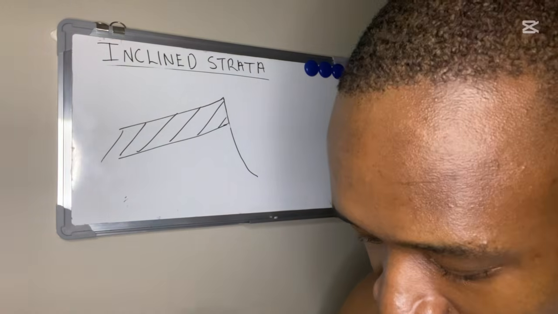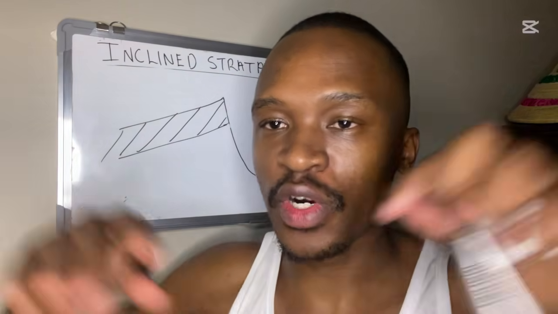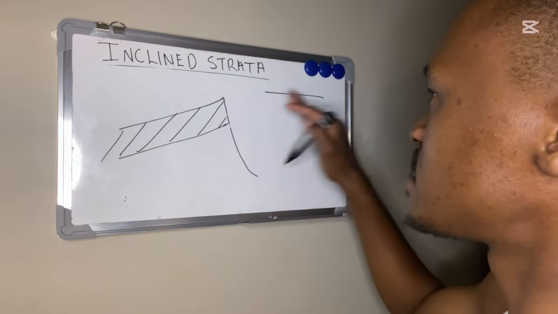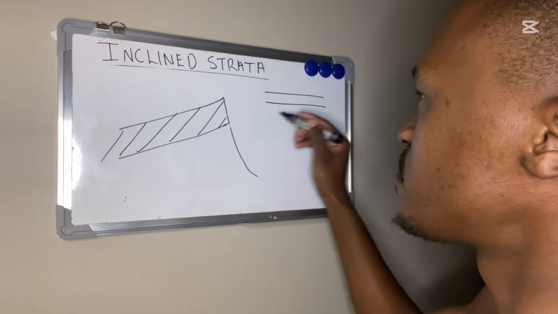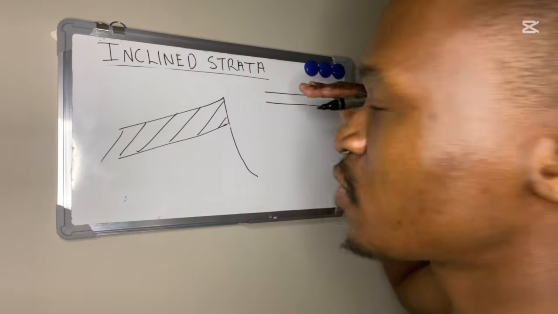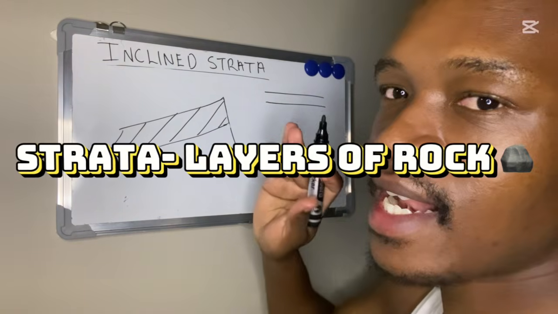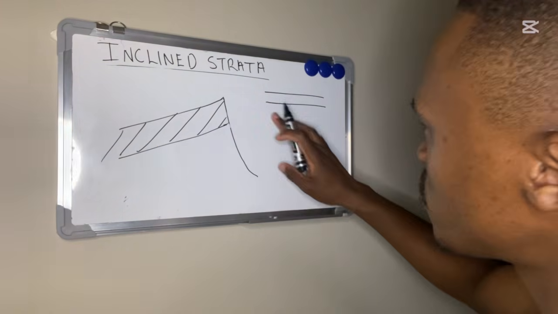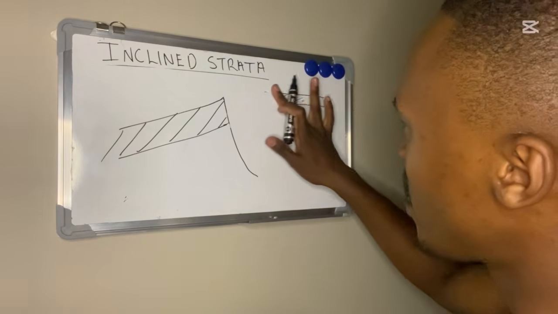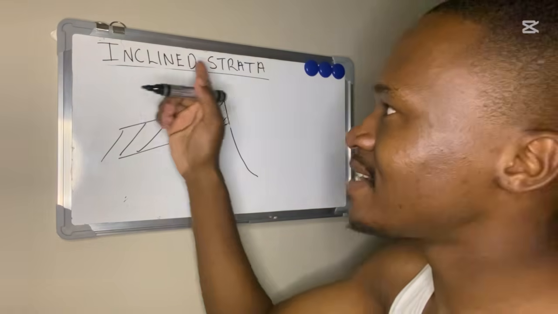Because remember, in my previous video, I did topography associated with horizontal strata. Horizontal means that it lies flat. You see this one? This one is flat. It lies flat. This is horizontal. And I told you guys that strata means layers of rock. When I did horizontal, the layers of rock were flat. But now I am moving on to inclined strata.